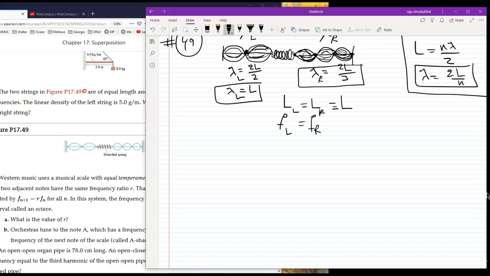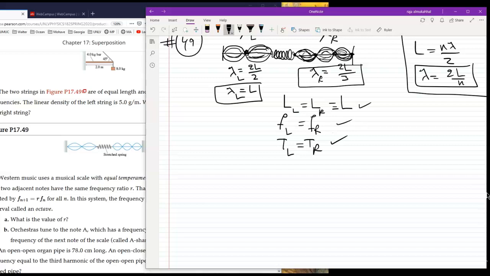Okay? Now, with this, I can conclude that because we have the same spring here, the tension on the left is equal to the tension on the right. It makes sense that the spring cannot give one tension that's different from the other. So the tension here is also the same. So we have frequency the same, length the same, and my conclusion, the tension must be the same. Got it? Okay.